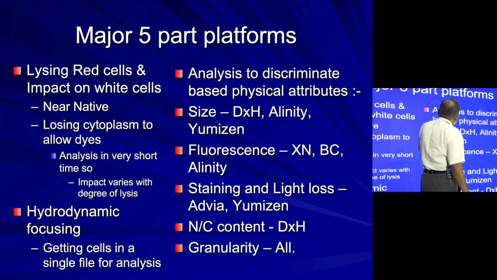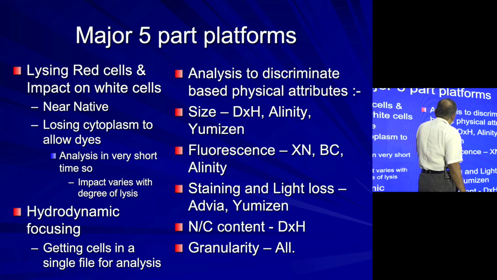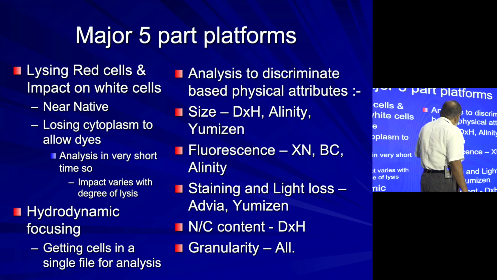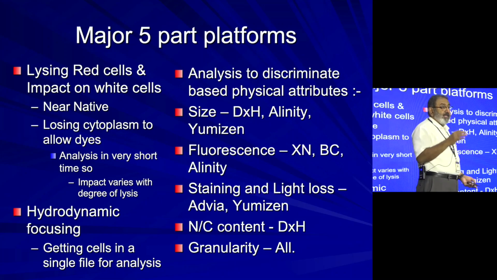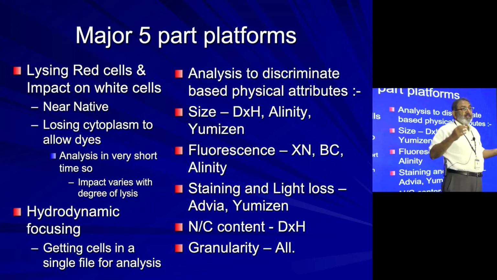So if you look at size, the only counters which measure real size are DXH, Alinity and Humacount. The counters that use fluorescence are XN, Mindray and Alinity. Those that use staining, like peroxidase staining or some other staining, are Advia and Humacount. And the one that only looks at nucleocytoplasmic content is DXH.